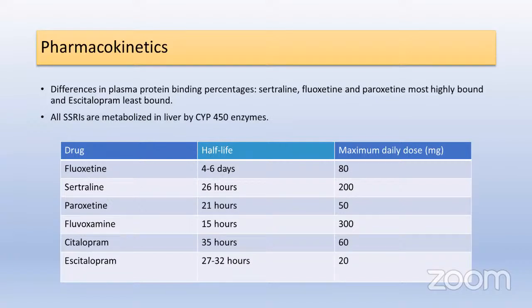Each SSRI has different pharmacokinetics. Sertraline exhibits linear elimination pharmacokinetics with an elimination half-life of 26 hours, whereas fluoxetine shows non-linear pharmacokinetics and has the highest half-life of 4 to 6 days. And fluvoxamine has the highest maximum daily dose of 300 milligrams.